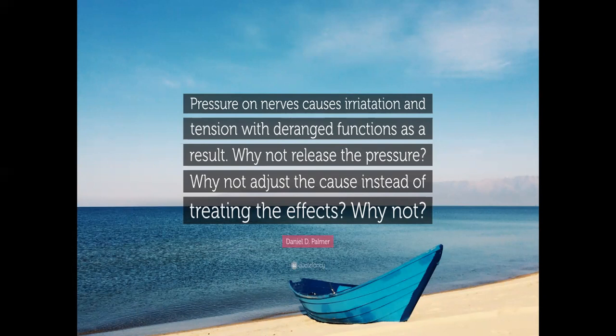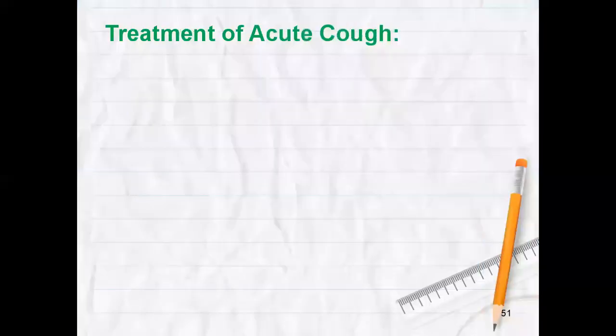Now, here's a quotation that I would like to keep here. That is, pressure on nerve causes irritation and tension with deranged function as a result. So why not release the pressure? Why not adjust the cause instead of treating the effects? So, in any kind of treatment, our first and foremost goal would be to treat the cause rather than treating the symptoms. So, let's start with acute cough.